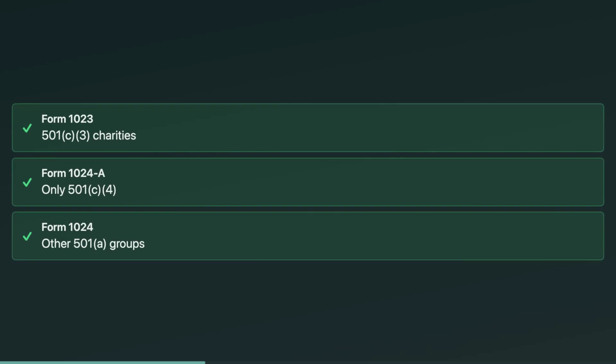Here's the clean form matchup. Form 1023 is for 501(c)(3) charities. Form 1024A is only for 501(c)(4) social welfare organizations. And Form 1024 is the everything else application for many other 501(a) exempt groups, like business leagues and fraternal organizations. Also note the process detail: 1024 and 1024A are submitted online through pay.gov.